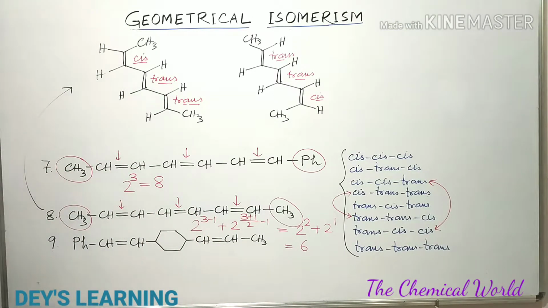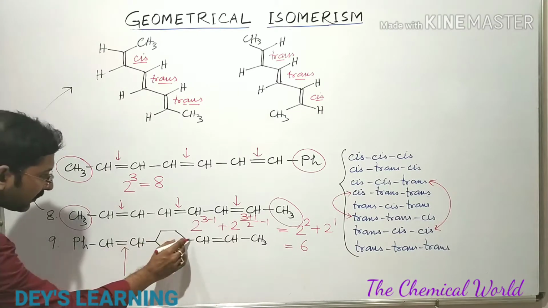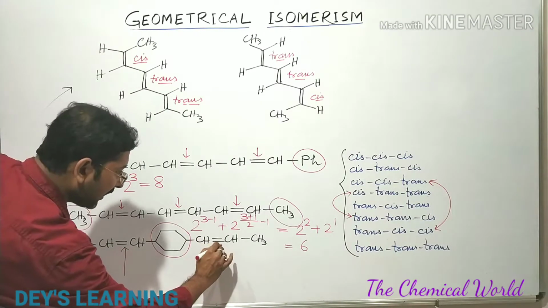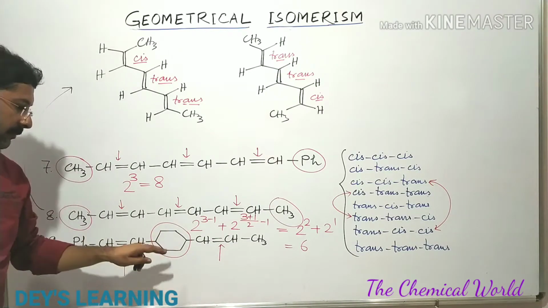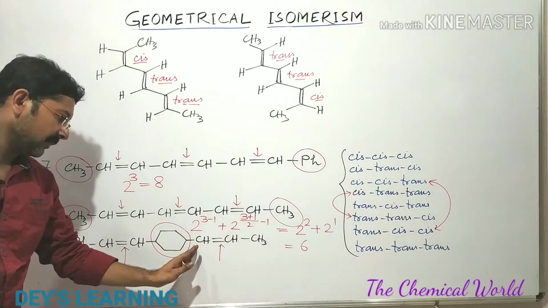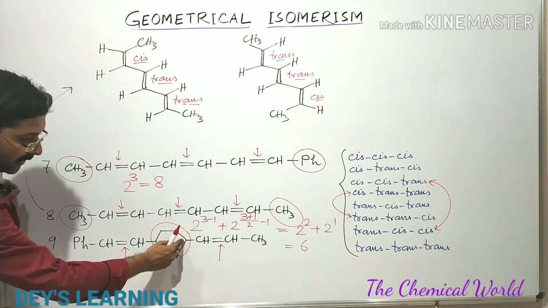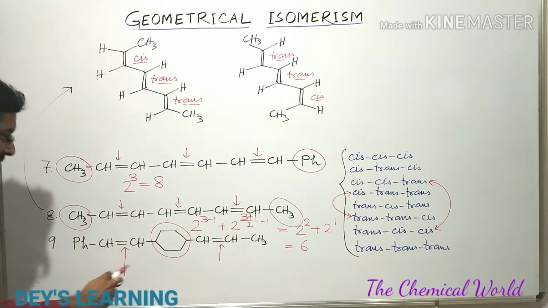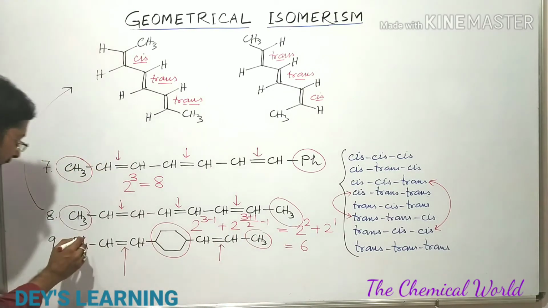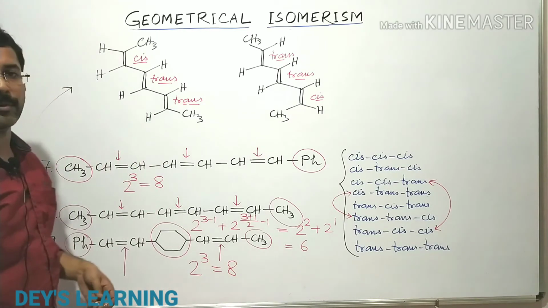Okay, our last example, compound number 9. There is one geometrical center, there is another geometrical center. This is again a geometrical center. Obviously, we know the cycloalkene ring is a geometrical center. Around this ring, geometrical isomers can form. So there are 3 geometrical centers. The 2 ends are definitely different. So 2 to the power 3 equals 8 geometrical isomers are possible.